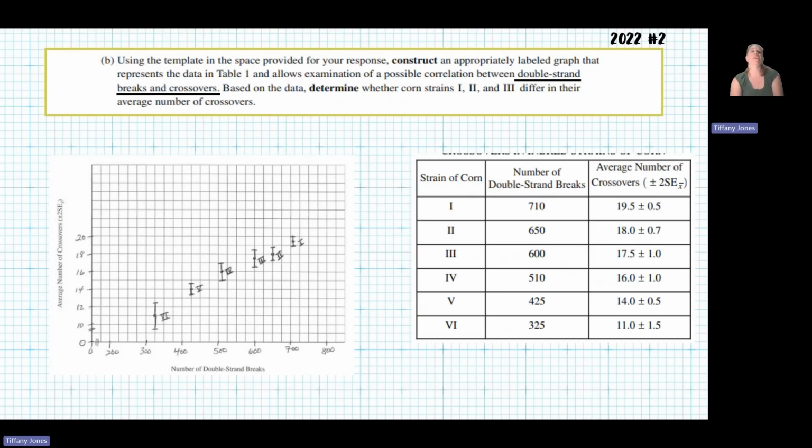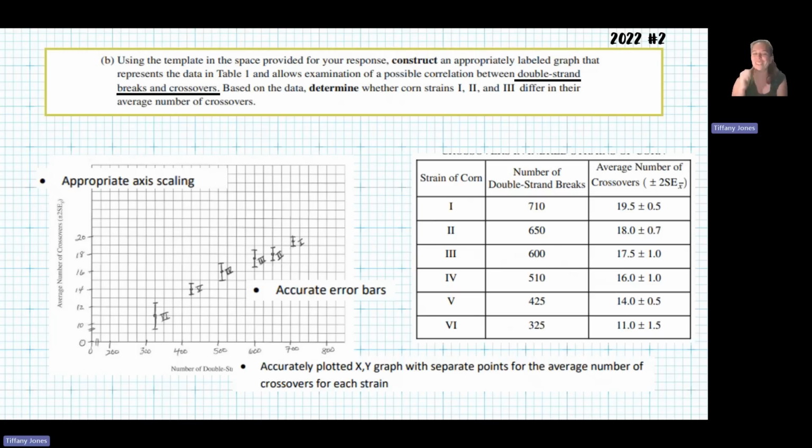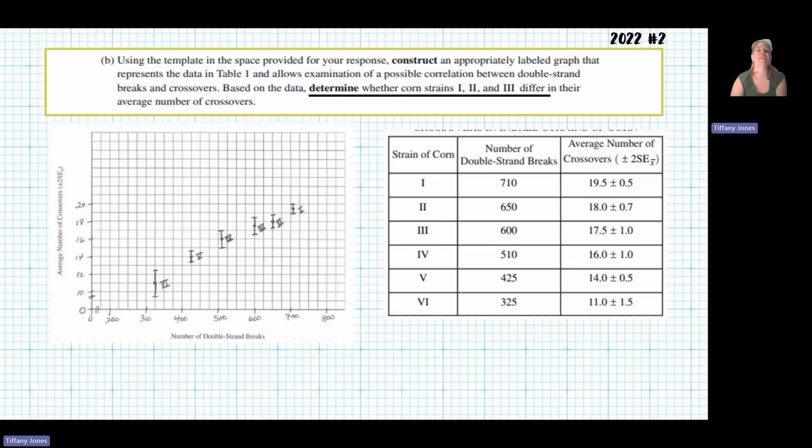Okay. So they said, okay, we'll determine whether, I'm sorry, the points you would have gotten were for scaling, accurate error bars, and then that you made it a scatter plot where you had an XY graph with separate points. So you could not make this a bar graph. You couldn't make this a modified bar graph. It had to be a scatter. Anyways, so determine whether corn strains 1, 2, and 3 differ in average number of crossovers.